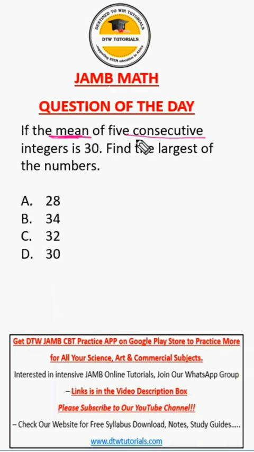if there are 5 consecutive integers, that means it is x, x plus 1. This is the first unknown integer. This is the second. The third will be x plus 2. The fourth consecutive will be x plus 3. And the fifth consecutive is x plus 4.